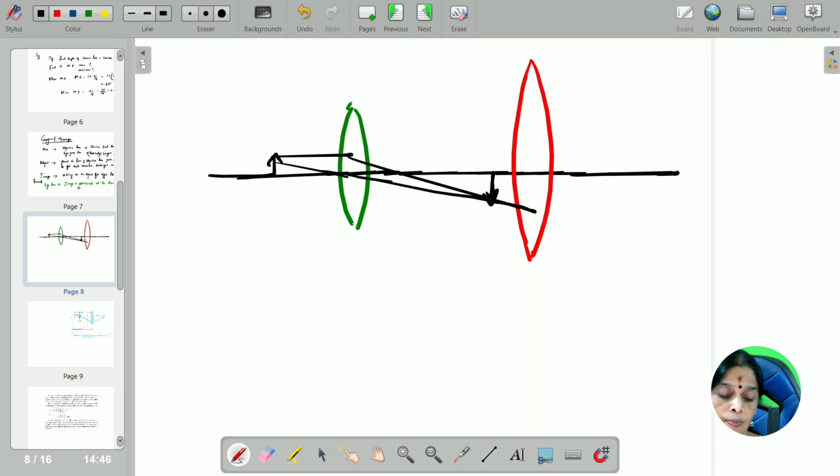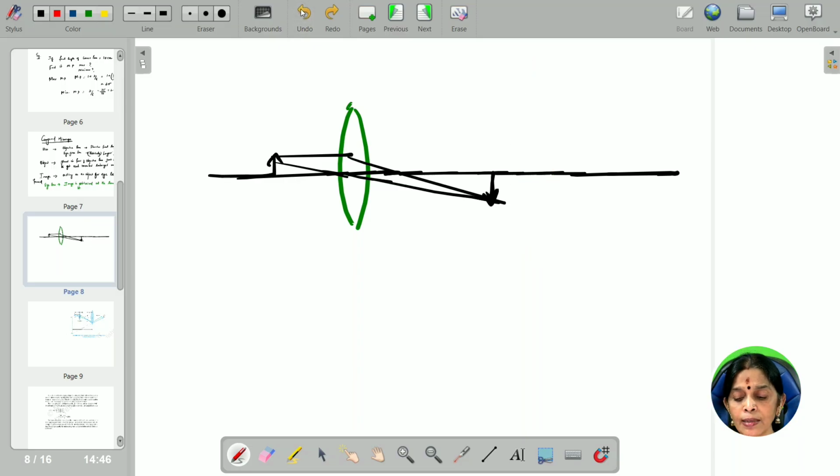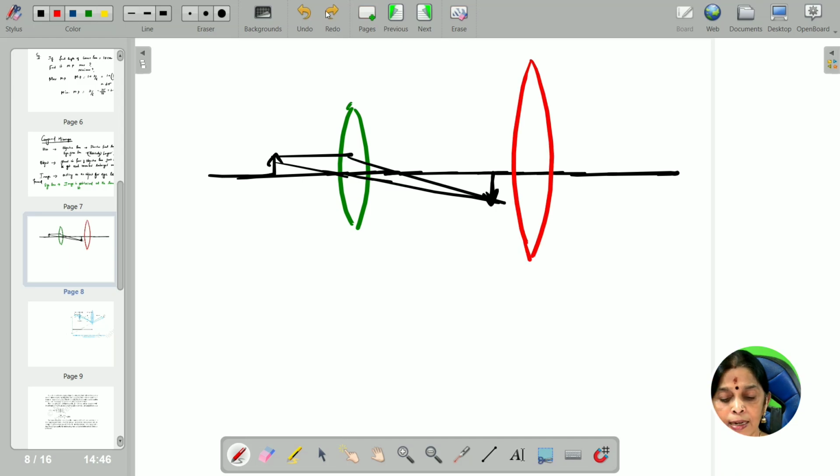Now the ray is entering into the eye lens. I am adjusting the eye lens. This is how we need to draw. Initially, don't draw both the lenses. First draw one lens. See how I have drawn, see here. I have drawn one lens like this, and then I am getting the image. Now, another lens I am drawing.